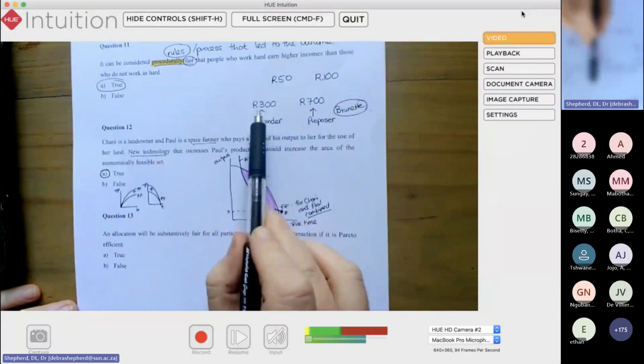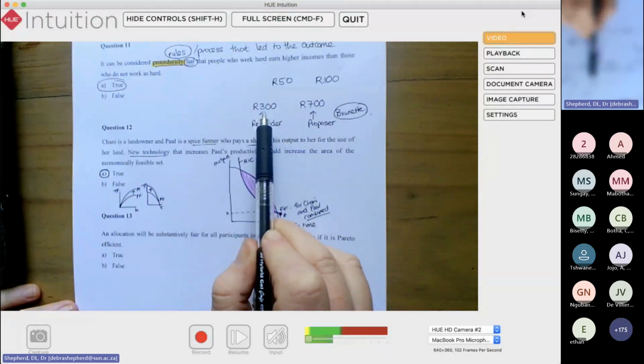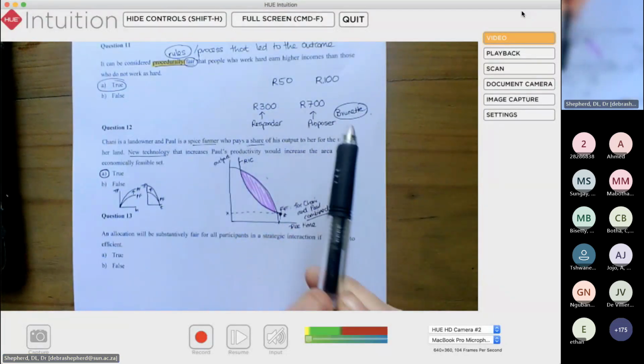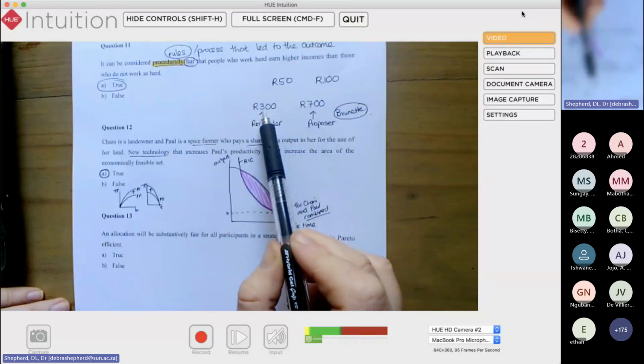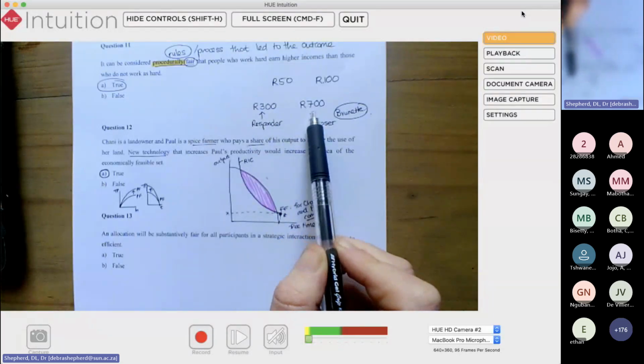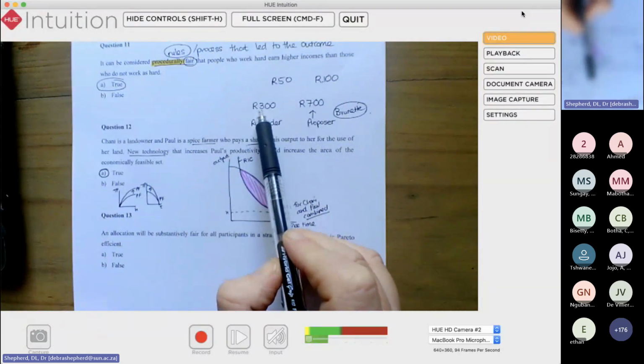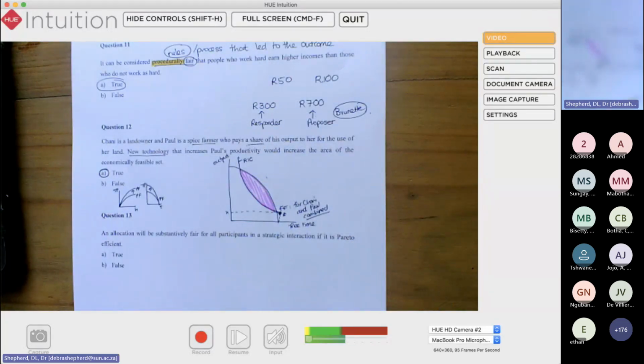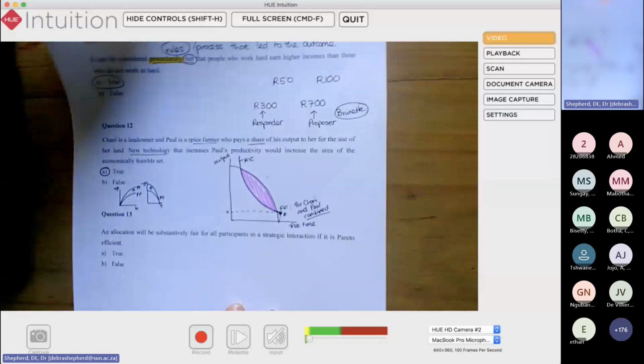So if we look at this outcome, one person gets 300 and the other person gets 700, we would say that this is substantively unfair because one person is getting less than the other. So that would be substantively unfair.